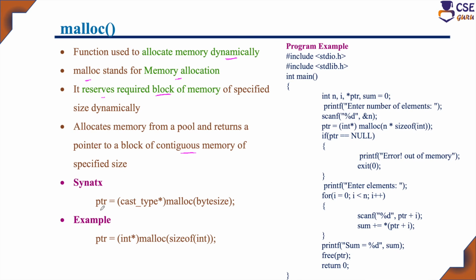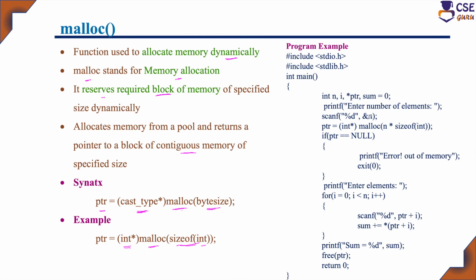And the syntax is pointer equal to cast type, for whatever type of data you want to store and allocate the memory. The cast type represents the data type, malloc is the memory allocation function, and then the byte size. So this is the syntax. Example: here integer is the data type, malloc size of int. For integer data type, it will allocate the memory. But here it will allocate a single block of memory. How much memory is required continuously or sequentially, that much memory it will allocate as a single block. That is the malloc function.